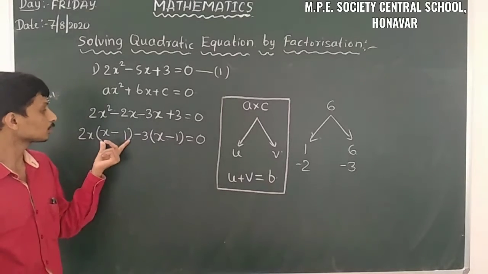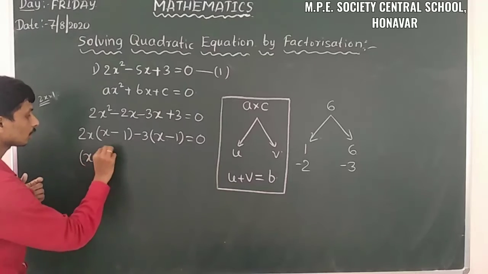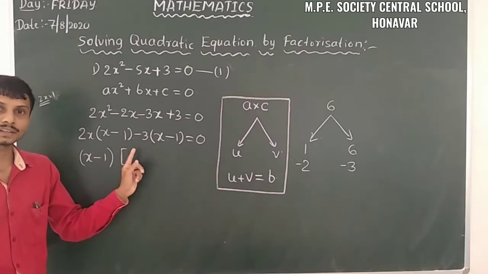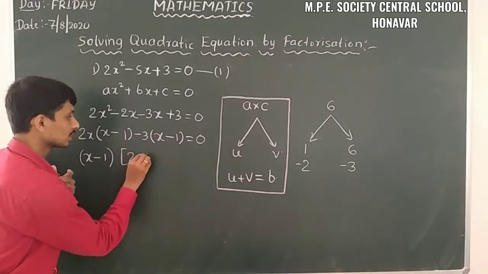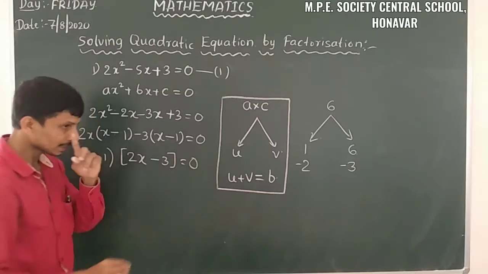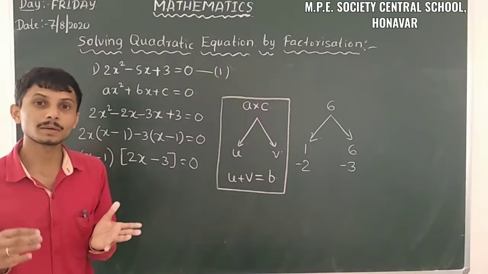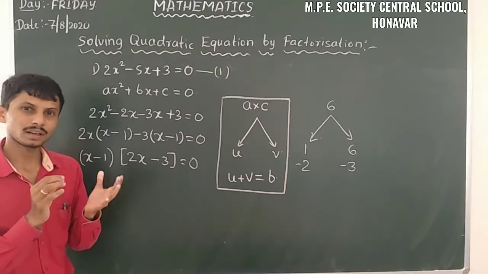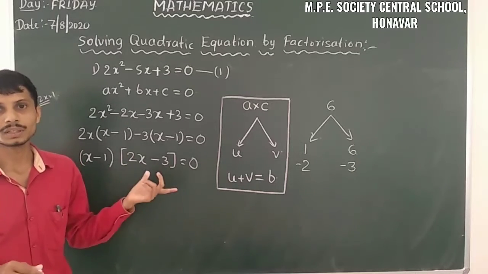After that, just observe x minus 1 is common from both terms here. So x minus 1 we take out common. Then what will remain here? In this term we got 2x remaining, and from this term we have minus 3 here. When the product of terms is 0, it means one of the terms is 0. When one of the terms is 0, the value of the equation is 0.